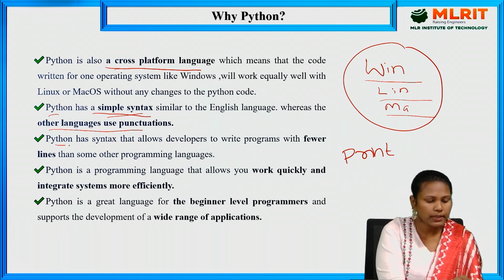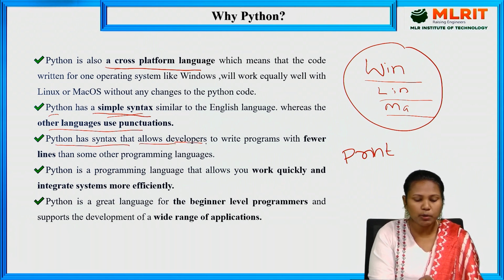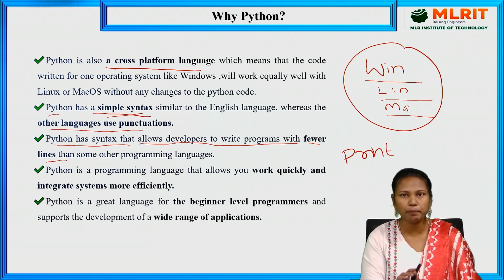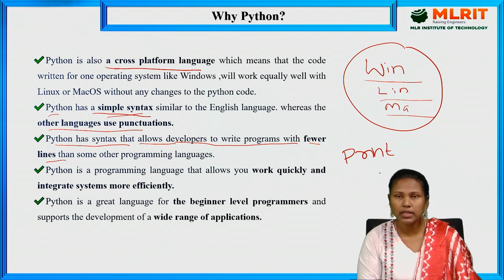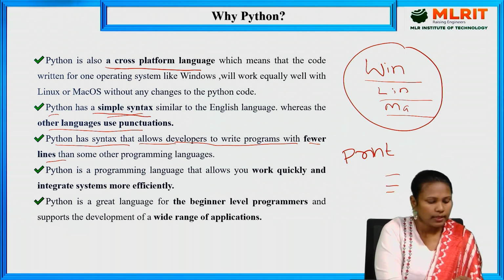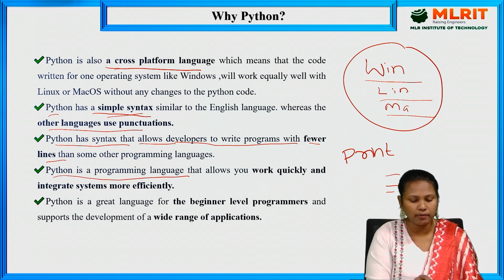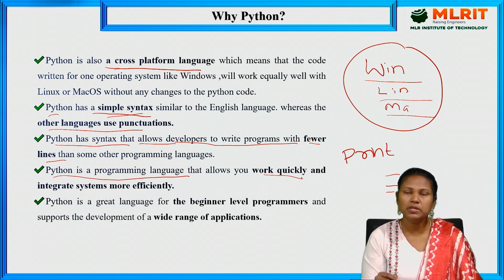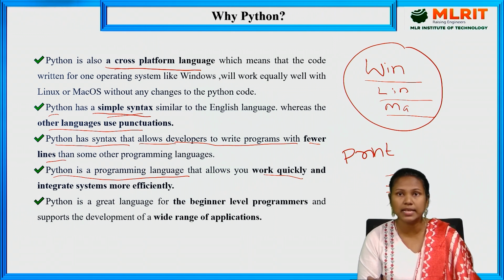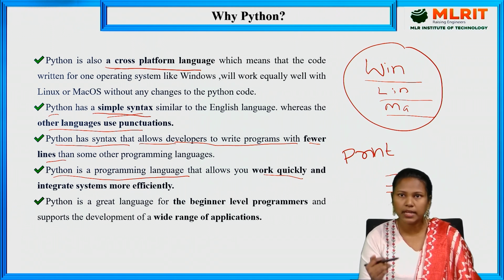The next one, Python has a syntax that allows developers to write programs with fewer lines. Compared to the remaining languages, Python has very little code. Within 4 to 5 lines of code, we can perform our operation. The next one, Python is a programming language that allows you to work quickly. For example, if you want to print the factorial of a number, we can write the code in a maximum of 4 or 5 lines.